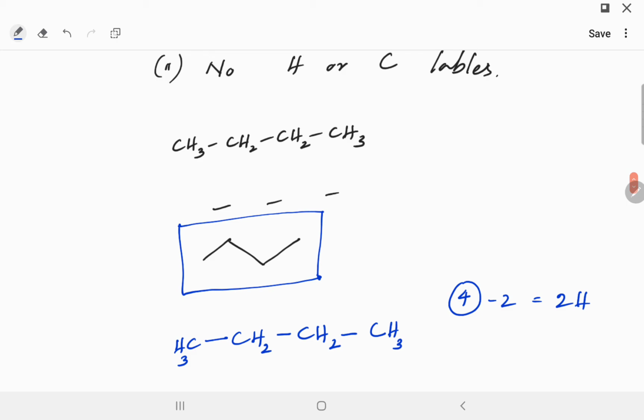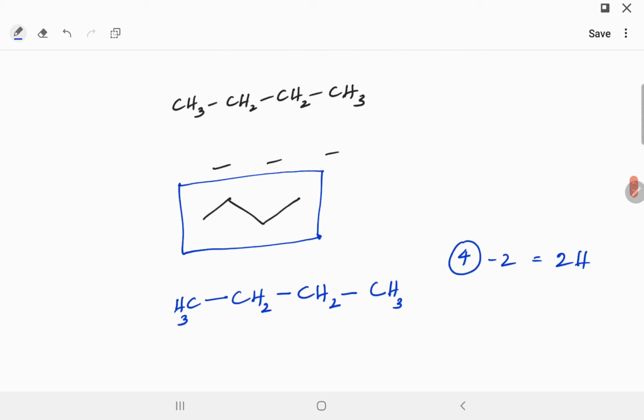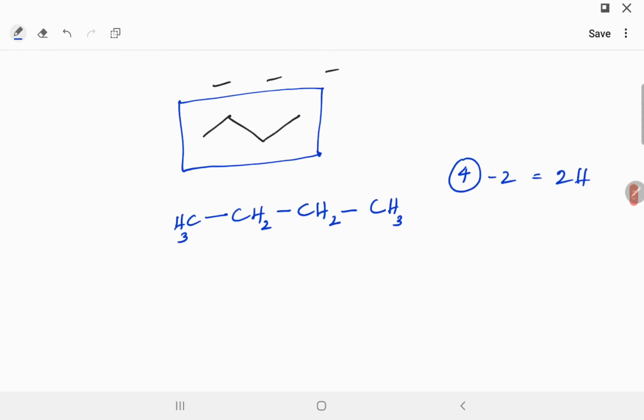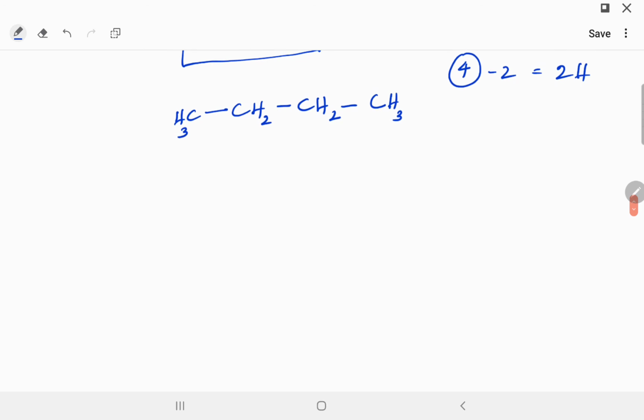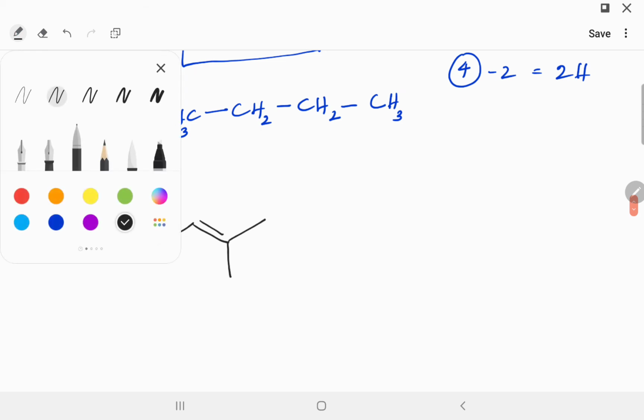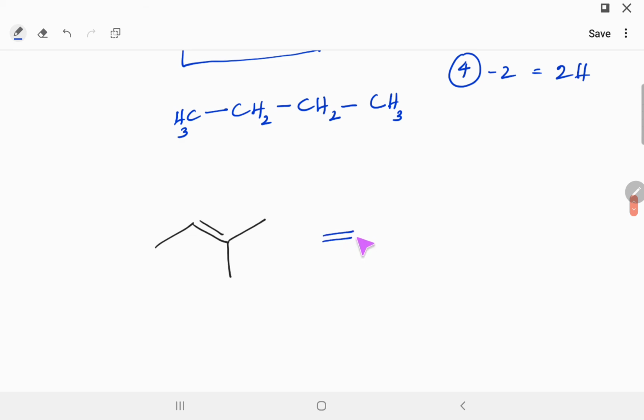All right, so these are the 3 methods that we use to draw organic structures. Let's do one more example for a skeletal structure. Let's try to decode the skeletal structure. Let's say you have a skeletal structure like this one. There you go. So someone asks you to draw the condensed structure. So you have to convert this whole thing into a condensed structure.